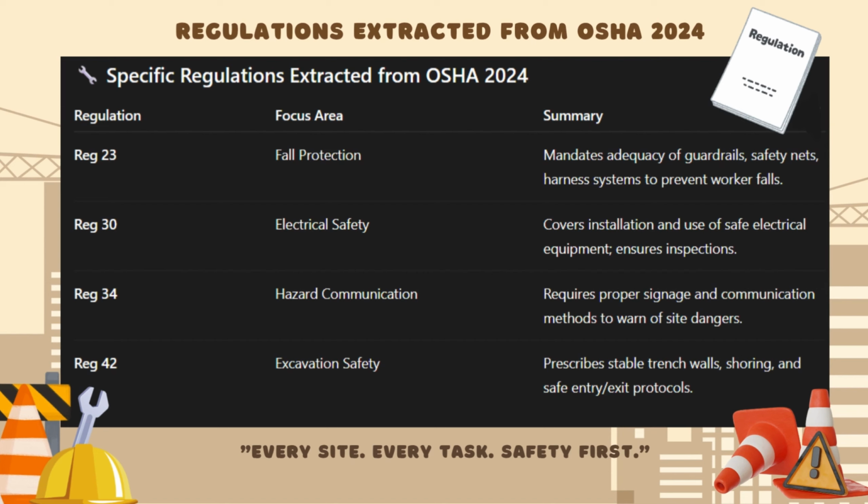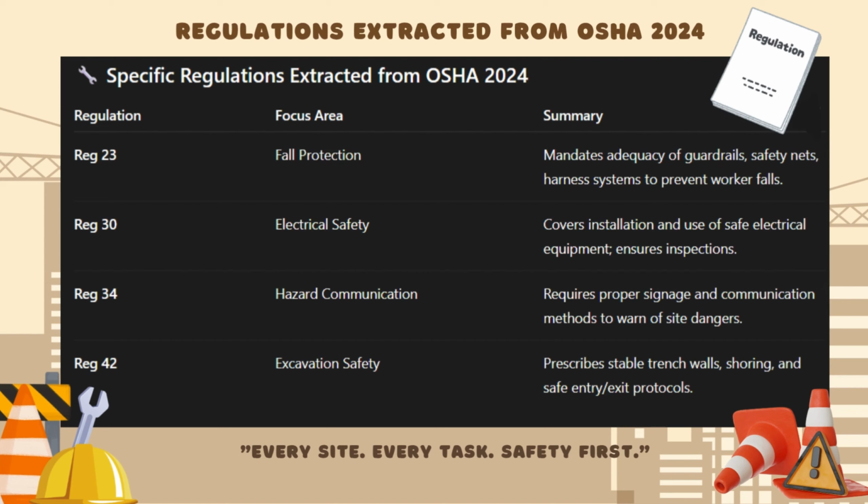For Regulation 34, emphasizing the importance of clear hazard communication. Employers must display standard safety signs, label hazardous chemicals correctly, and ensure that all signs are understandable to the multilingual workforce. Safety Data Sheets (SDS) must be accessible.